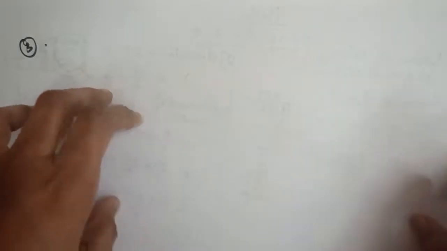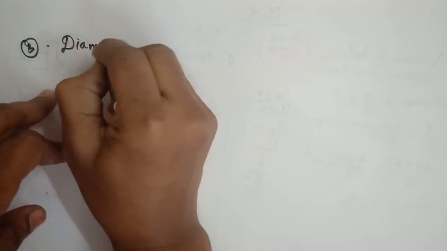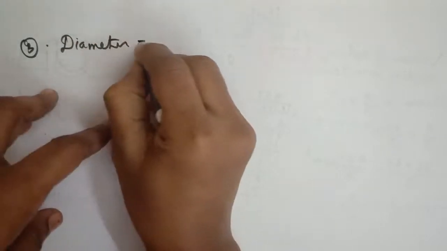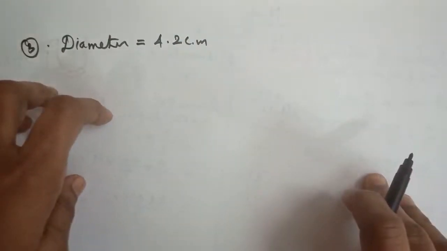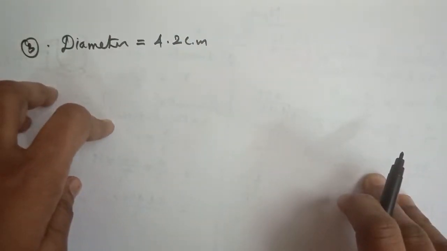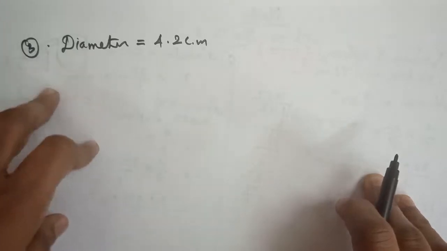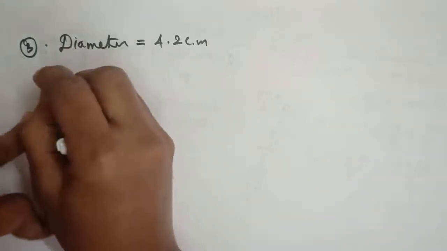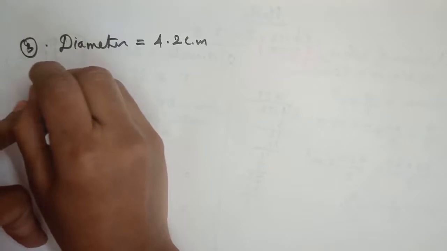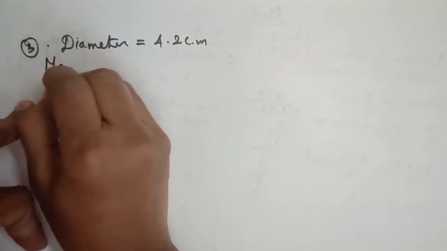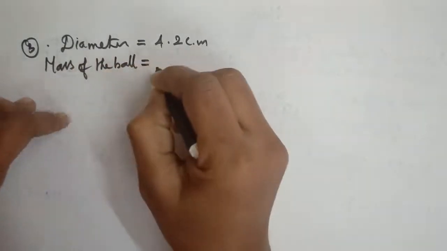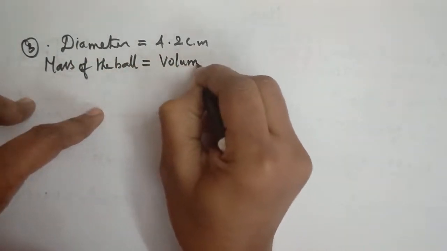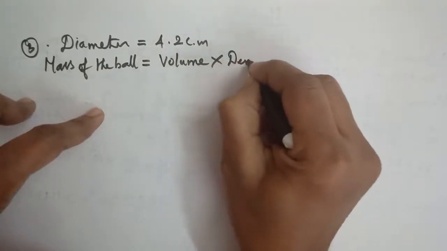Students, the diameter of a metallic ball is 4.2 centimeter. Then what is the mass of the ball if the density of the metal is 8.9 gram per centimeter cube? Students listen, before going to see that, students listen. Mass of the ball is equal to, what is the mass? Volume into density.